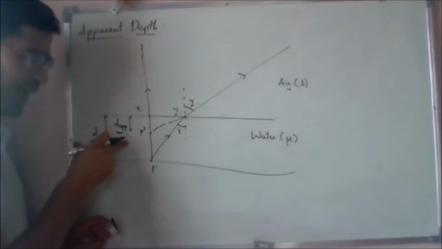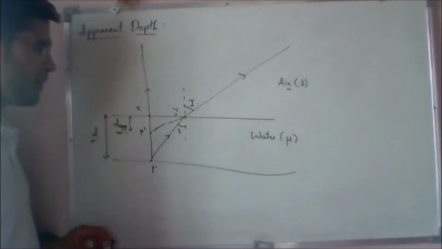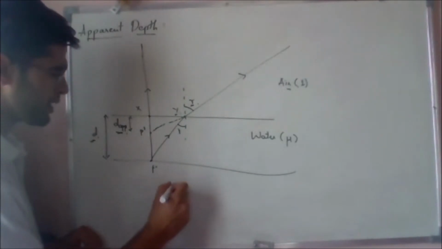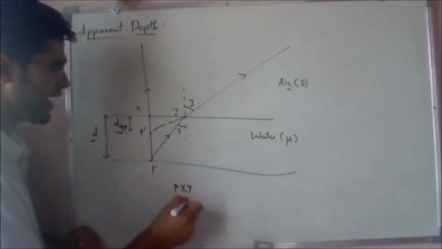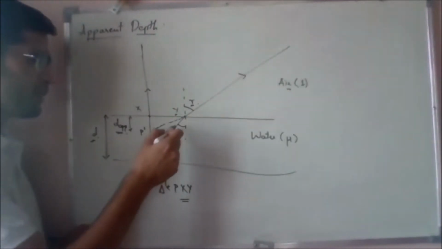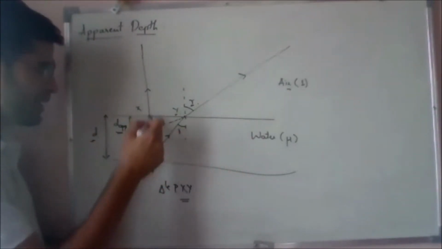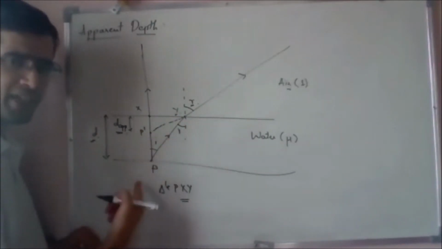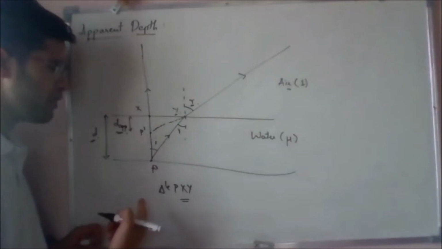Anyway, so now we need to find out what the apparent depth will be equal to. Let me consider triangle PXY, right? In triangle PXY, this angle is I. So your angle XPY will also be equal to I, correct?